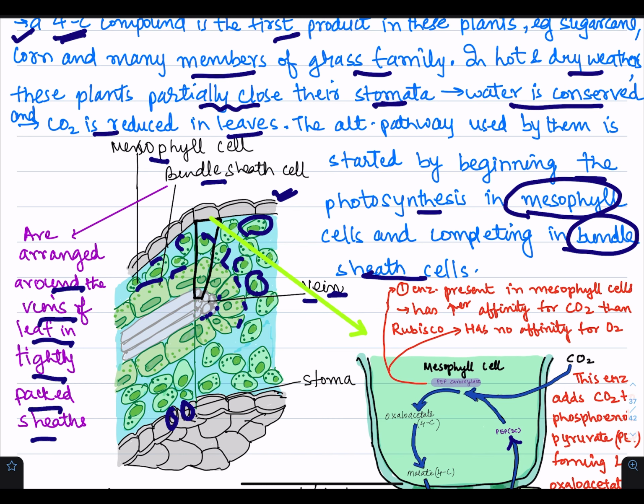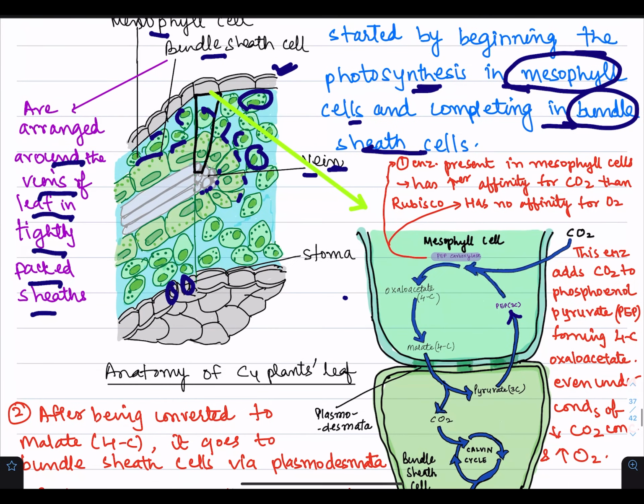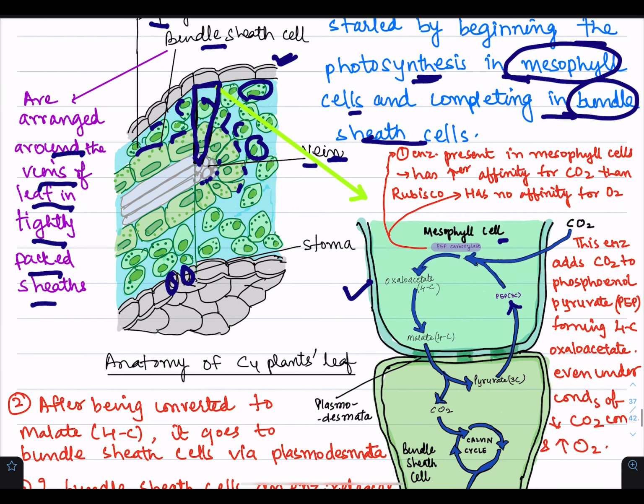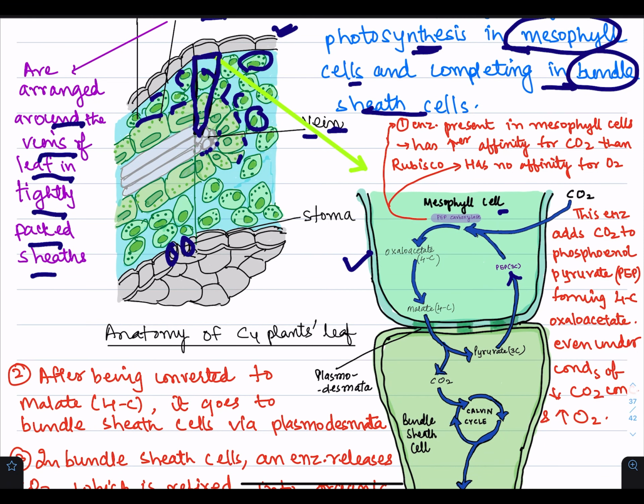So what did we say? We said that the process starts with photosynthesis beginning in mesophyll cells and completing in bundle sheath cells. We see this in this diagram, when we enlarge this part of the cross section showing a mesophyll cell and a bundle sheath cell. This is the bundle sheath cell. So what actually happens?